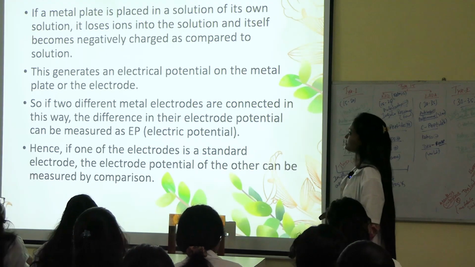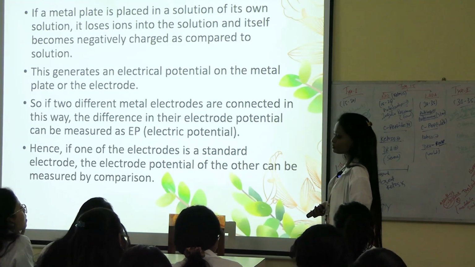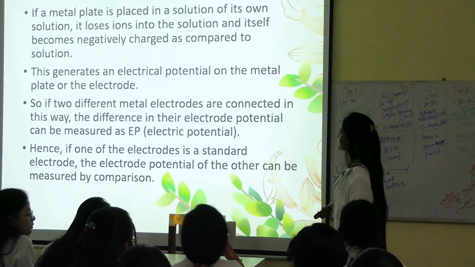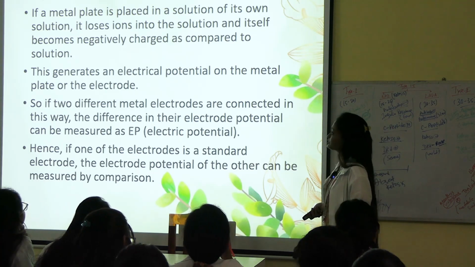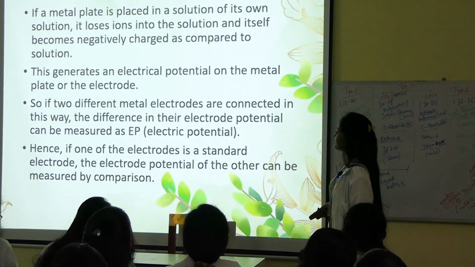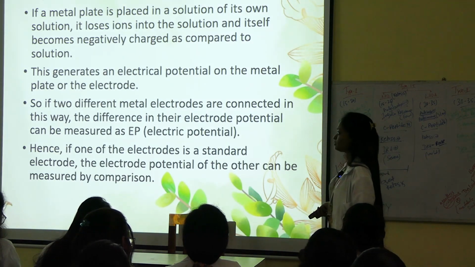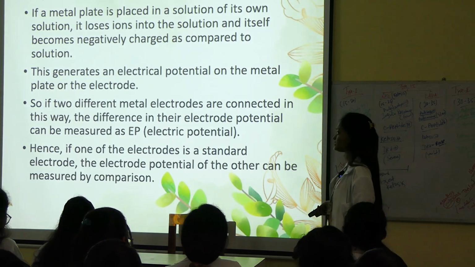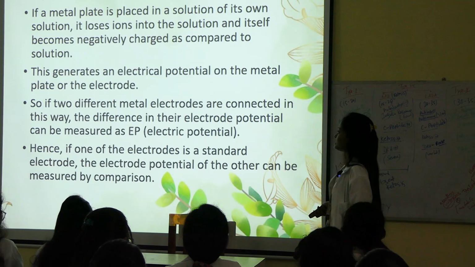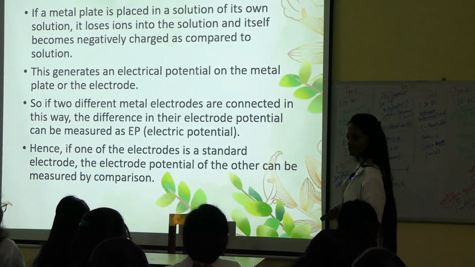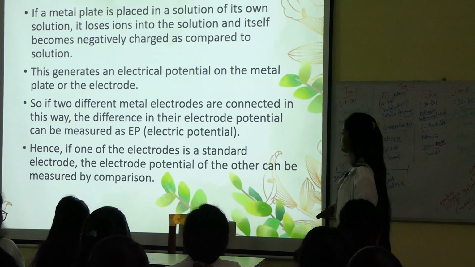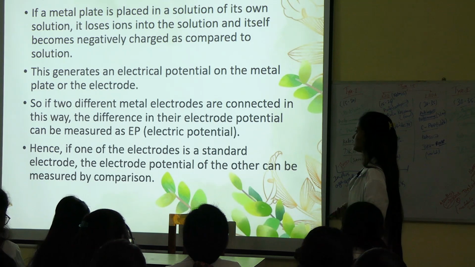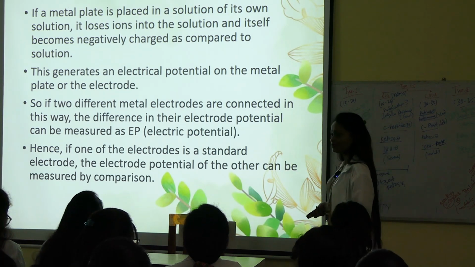If a metal plate is placed in a solution of its own ions, it loses ions into the solution and itself becomes negatively charged as compared to the solution. This generates an electrical potential on the metal plate or the electrode. So if two different metal electrodes are connected in this way, the difference in their electrode potential can be measured as electric potential. Hence, if one of the electrodes is a standard electrode, the electrode potential of the other can be measured by comparison.